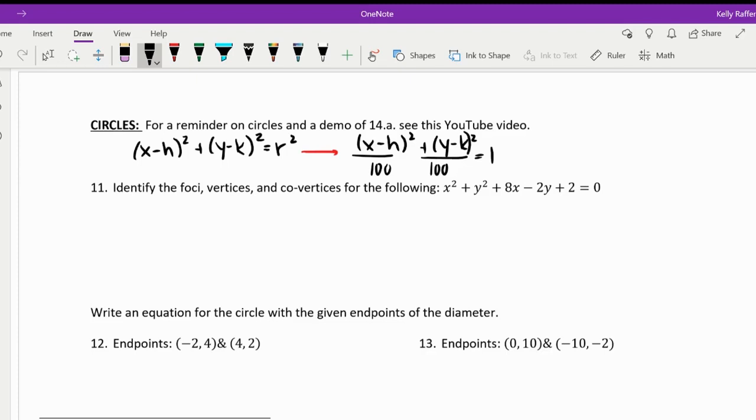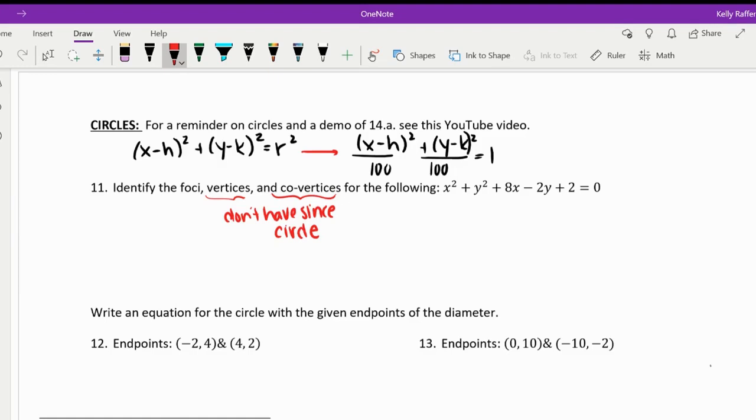So for number 11, this is a circle equation. I'm not going to go through this one. Do the same thing we did for our ellipses, so complete the square. And then we'll notice that A and B are the same. So this is a little trick here: vertices and co-vertices. Since it's a circle, we don't have them, but you can find the radius. I just wrote that because otherwise I would be giving away that this is a circle if I didn't ask for the vertices and co-vertices, just the same directions as we had before.